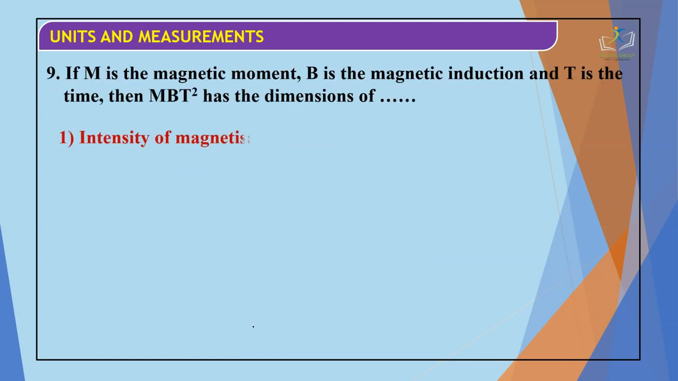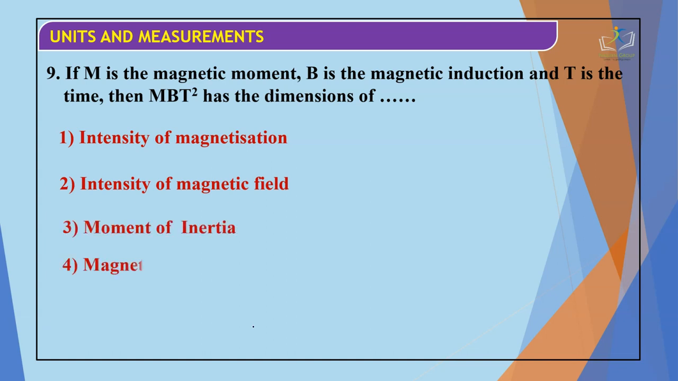Next question we have: if M is the magnetic moment, B is the magnetic induction and T is time, then MBT2 has the dimensions of intensity of magnetization, intensity of a magnetic field, moment of inertia, magnetic permeability.